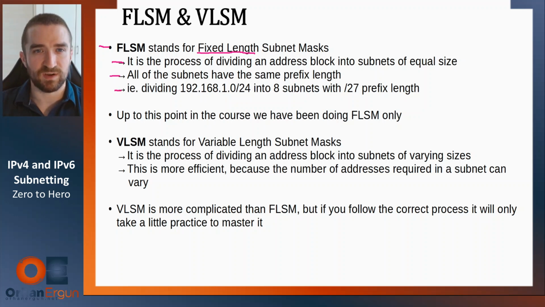An example is dividing 192.168.1.0/24 into 8 subnets with /27 prefix length. So each of those 8 subnets is the same size. They all have the same prefix length.